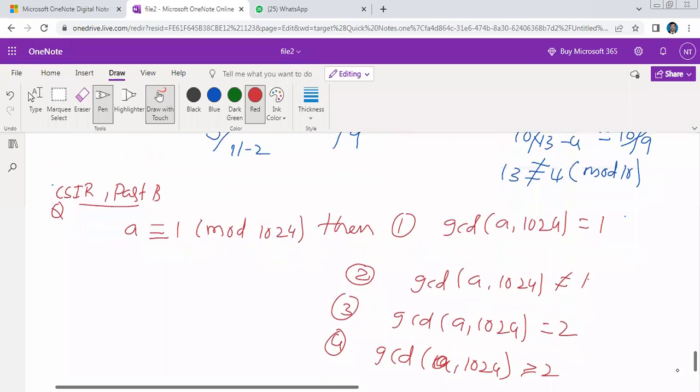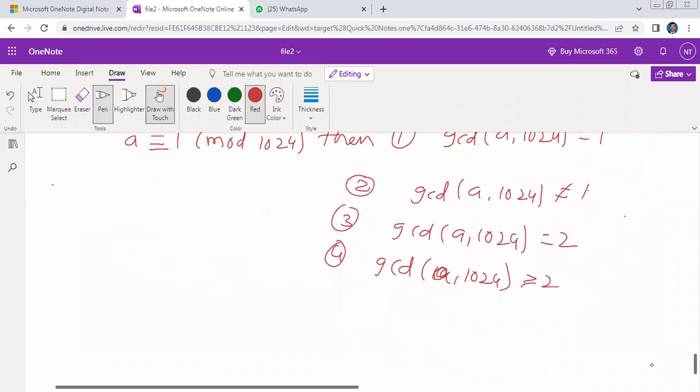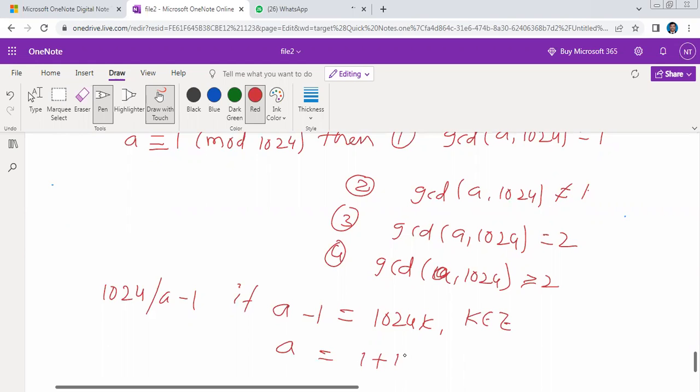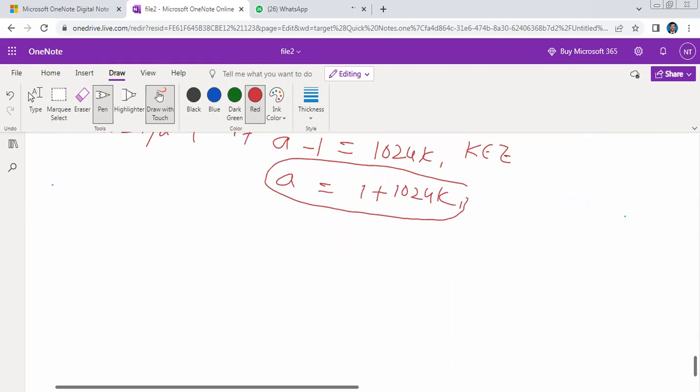A congruent to 1 modulo 1024 means what? 1024 divides a minus 1. If this is possible, a minus 1 is equal to 1024 times k, where k belongs to Z. A is equal to 1 plus 1024k, right? The A value will be like this. If we know what this is, we can move forward with the values of A.